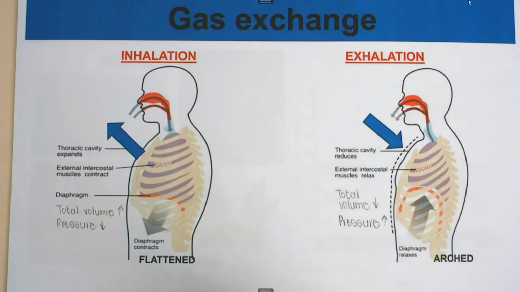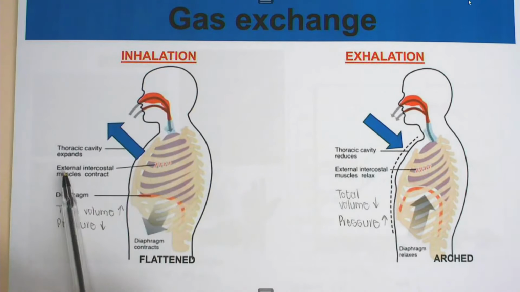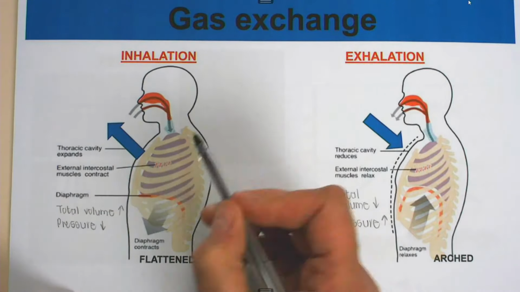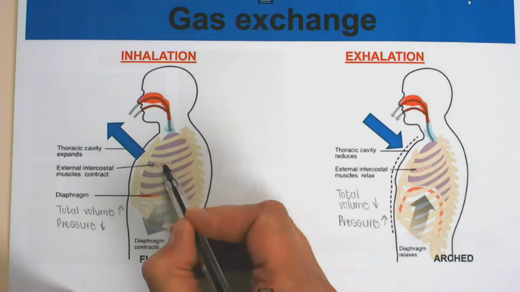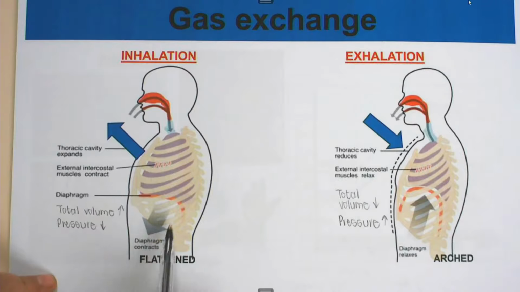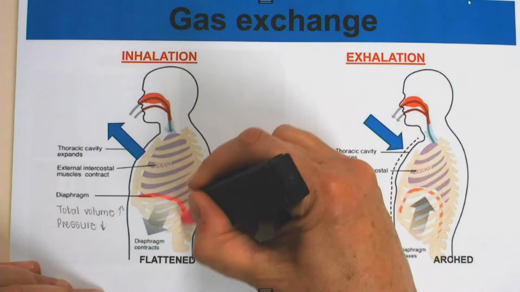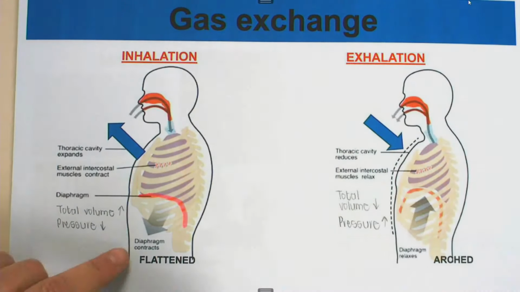So what must you write when you talk about inhalation? When we breathe air in, what is going to happen? The external intercostal muscles contract. Intercostal muscles are the muscles between your ribs. That's the one set of muscles that's going to contract. The other set of muscles, the diaphragm, remember that is here. The diaphragm is that muscle that we see there. The diaphragm is also going to contract.